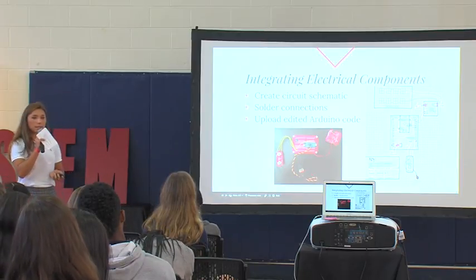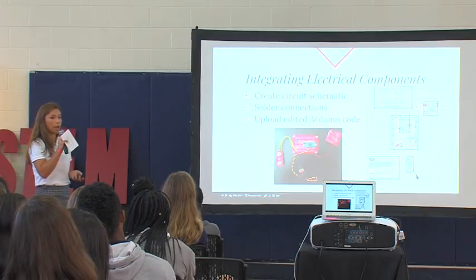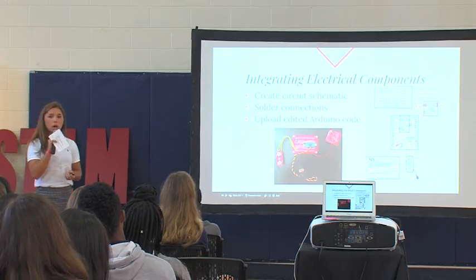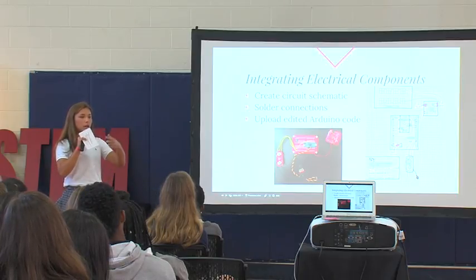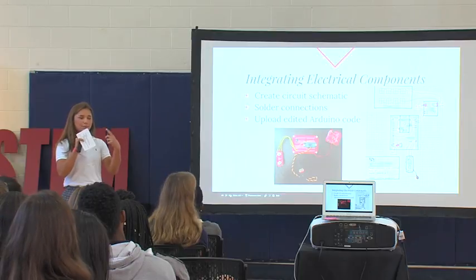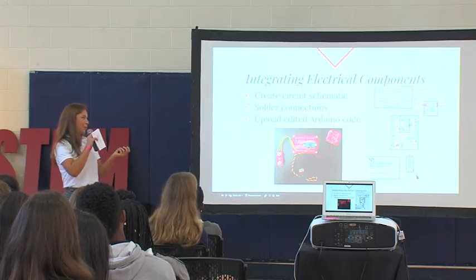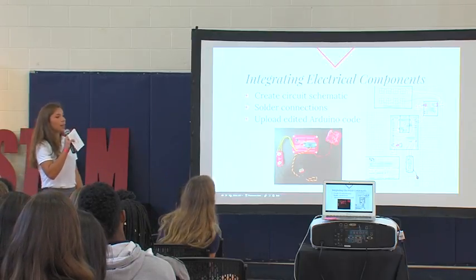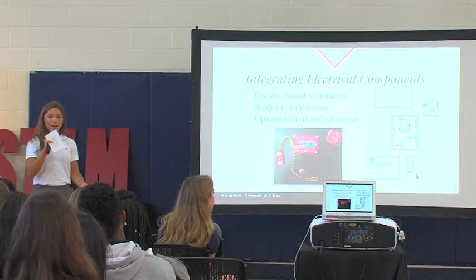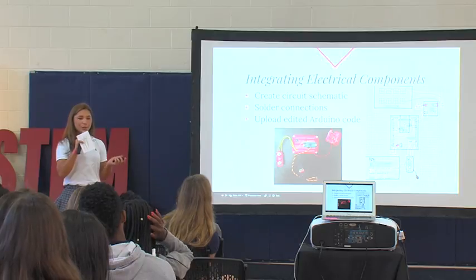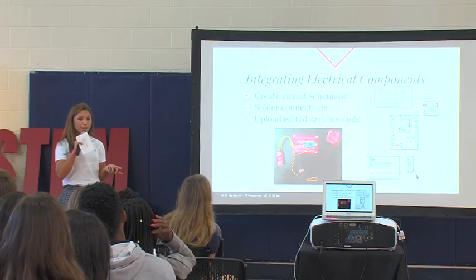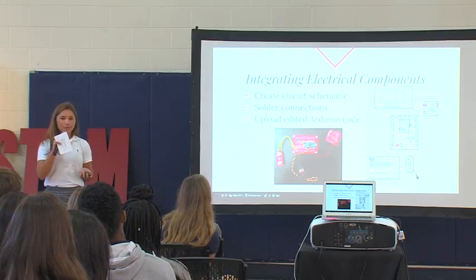So once I finished that schematic, I actually started to solder. And for those of you who don't know, soldering is pretty much melting metal and then connecting two wires together. So this is going to allow for the current to go through. And at first, my first try for this, it didn't work. I accidentally connected two things that ended up short-circuiting my system.